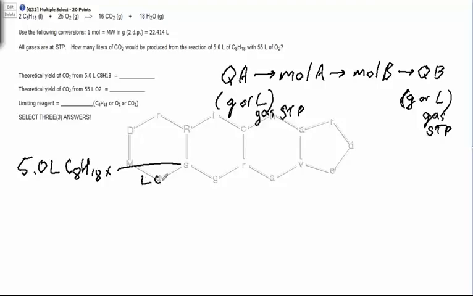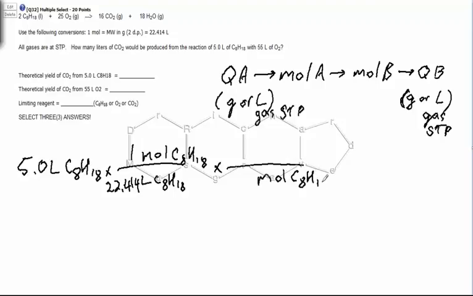So we know litres of C8H18 will go down here. That'll cancel with that. We'll end up with moles of C8H18 up the top. The relationship: 1 mole of C8H18 is equal to 22.414 litres of C8H18. Moles of C8H18 goes down here. And then moles of CO2 goes on top. That's what we're looking for. So the relationship: 16 moles CO2 to 2 moles of C8H18.